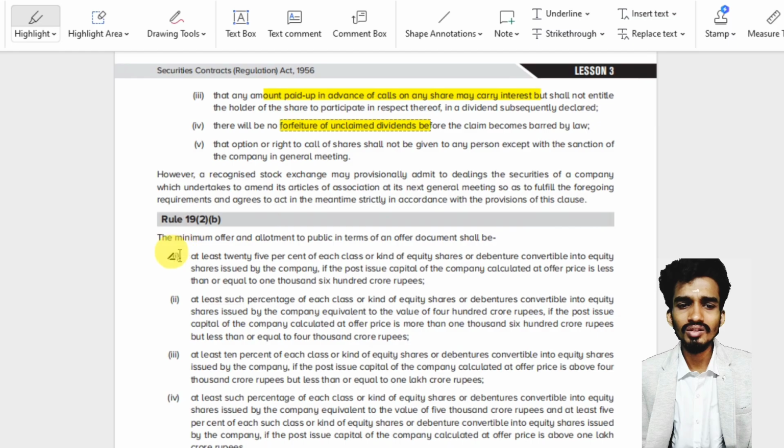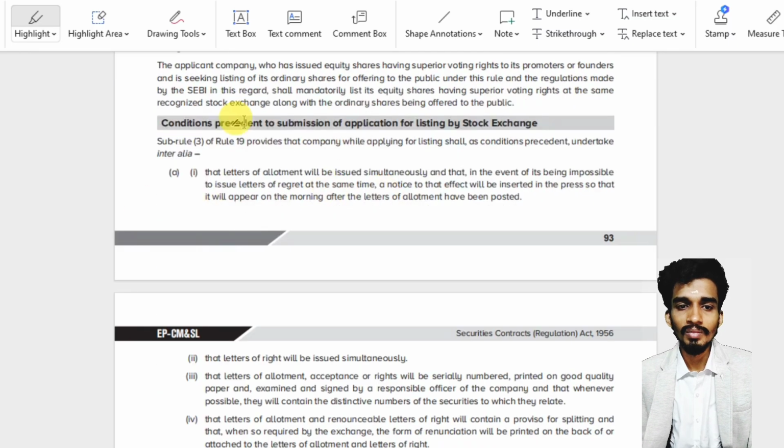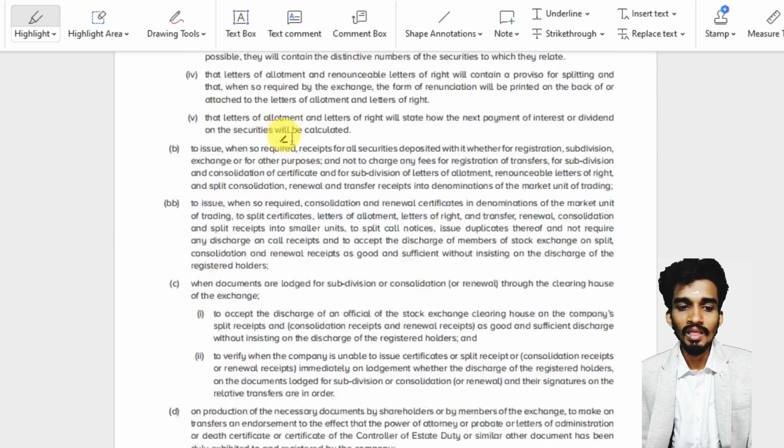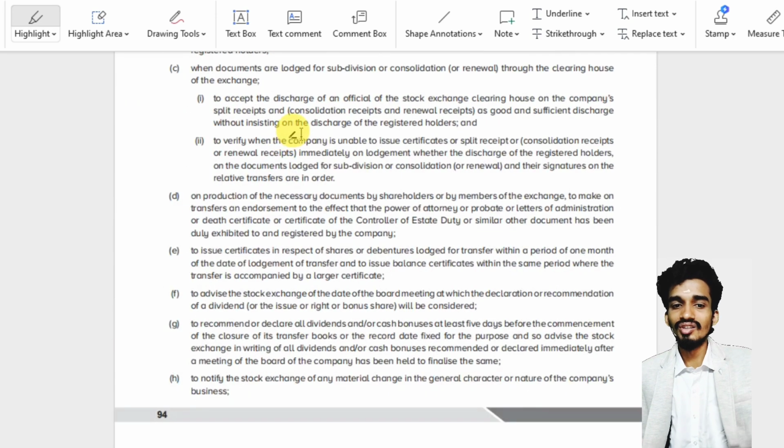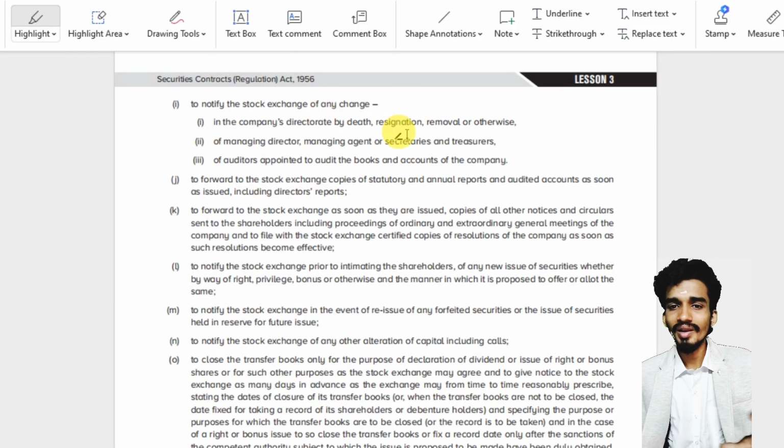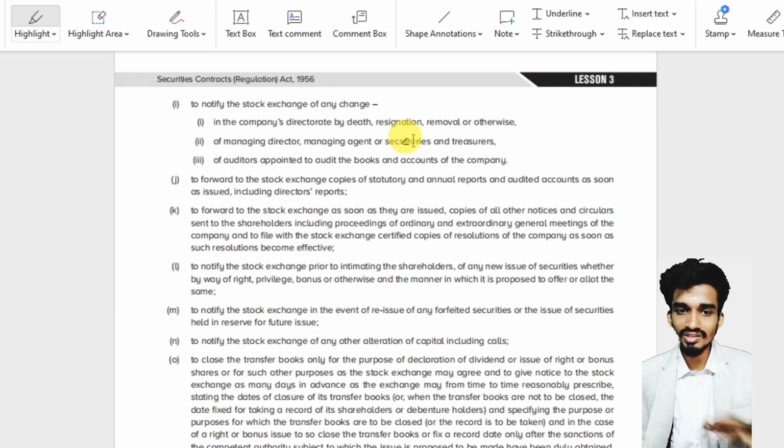Rule 19.2b and the condition on present submission are also not important, because they cannot be asked in the exam. This is generally your other conditions. You can make a one-time reading to get an understanding.